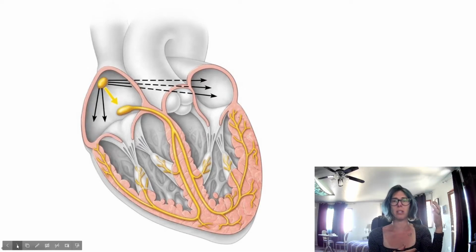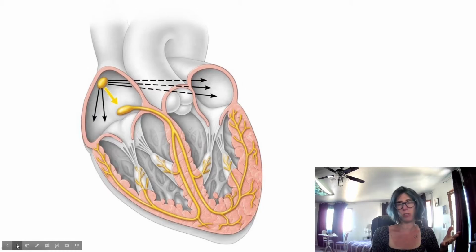So blood is squeezed from the atria into the ventricles first, and then out of the ventricles into the pulmonary or systemic circuit of the body. So as atria begin to relax, ventricles contract. Depolarization is followed by contraction. Repolarization is followed by relaxation of the heart muscle.